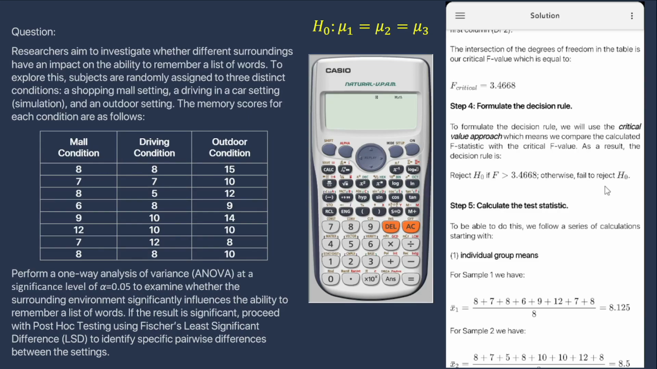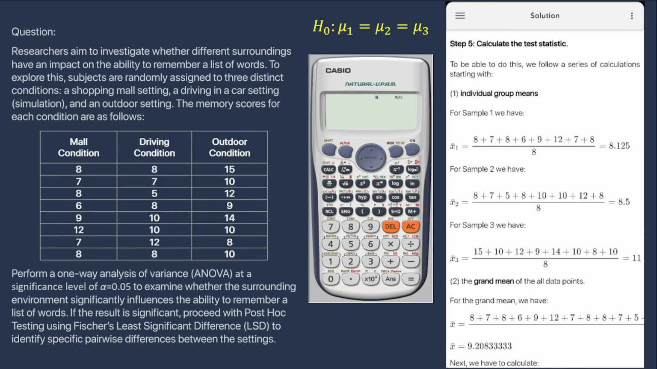Now for step 4, we formulate the decision rule. The F distribution commonly used in ANOVA test is right skewed. Therefore, when conducting an ANOVA test, it is typically structured as a right-tailed test to determine whether there is a significant difference among group means. To formulate the decision rule, we will use the critical value approach, which means we compare the calculated F statistic with the critical F value. As a result, the decision rule is to reject the null hypothesis if F is greater than 3.4668. Otherwise, fail to reject the null hypothesis.